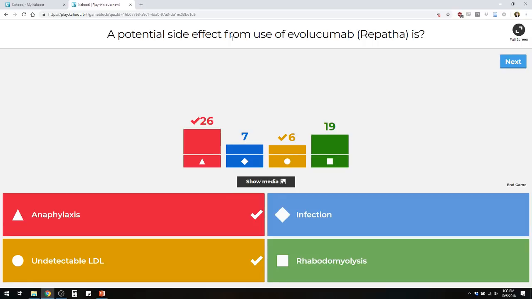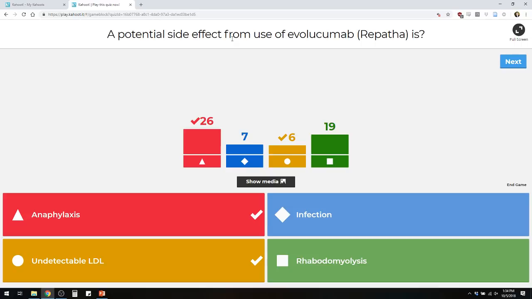Simvastatin's a big one. Atorvastatin. Lovastatin's another big one, right? So lovastatin, atorvastatin, and simvastatin. Atorvastatin and simvastatin are probably the two more common ones out of that group you're going to run into, but a lot of patients are still on those drugs, so you have to watch out for those interactions, right?